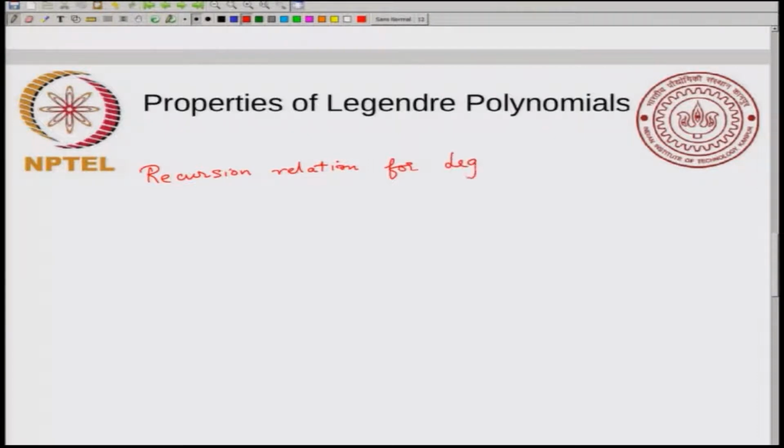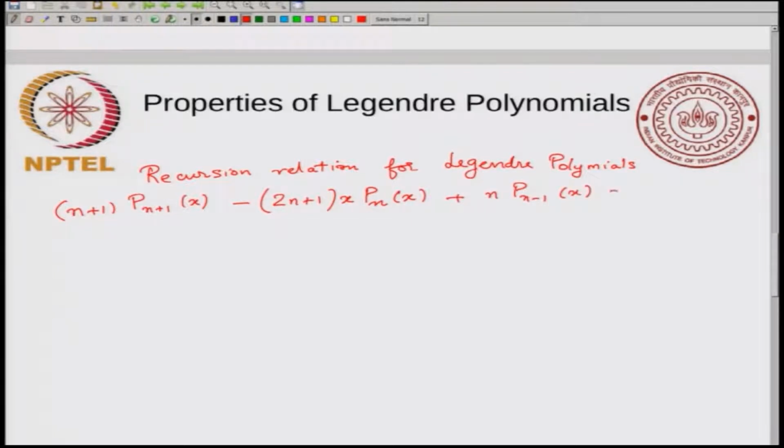For Legendre polynomials. This is different from the recursion relation between the coefficients that we got when we were doing the power series, okay. So, this recursion relation says that (n+1) p_{n+1}(x) minus (2n+1) x p_n(x) plus n p_{n-1}(x) equals 0. This is for n greater than or equal to 1, okay. Obviously, when n equals 0, such a relation is not valid because you do not have p_{-1}, okay.